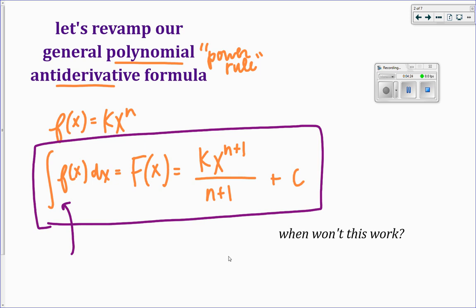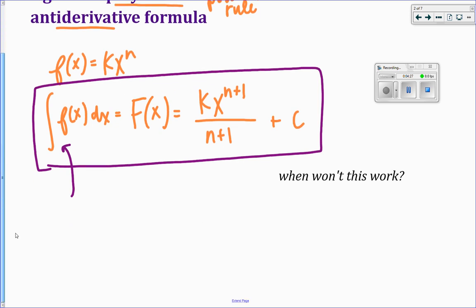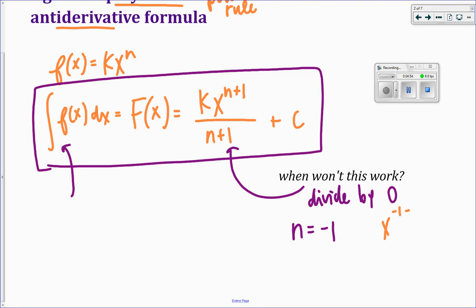So let's continue to think about this. When won't this work? Specifically, when is this formula going to have an issue? Well, it's going to have an issue if we divide by 0. So we're going to have a problem when n is equal to negative 1. Because in that case, we would have x to the negative 1 plus 1 all over negative 1 plus 1, which is really x to the 0, which is fine, but we're dividing by 0, and that's an issue.